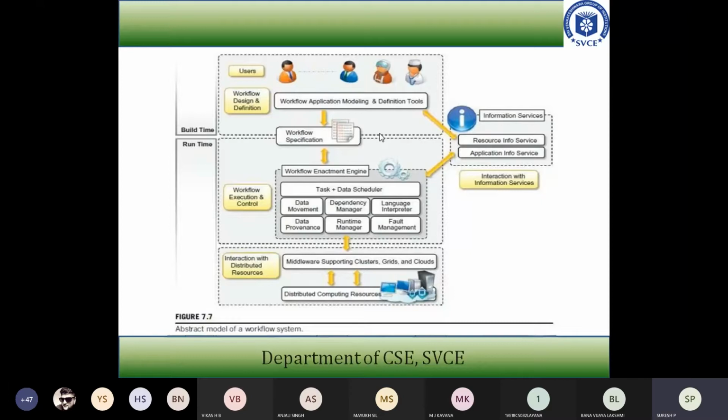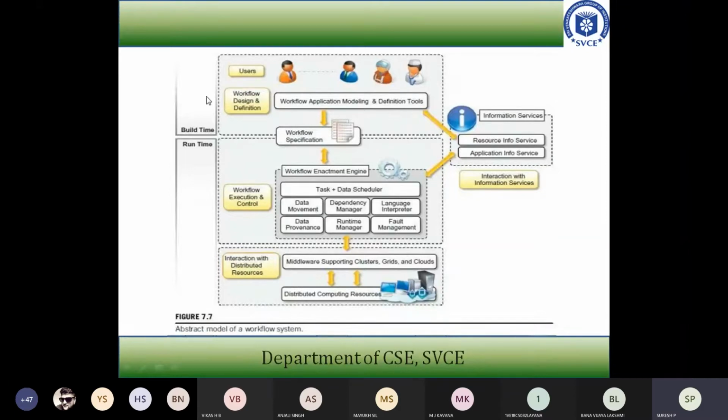Now, if you take the workflow engine, whether it is server side or client side is the next question. Workflow engine is normally a client side component. So with whom is the client side going to interact? Basically, it is going to interact with the resources through one of the middleware for executing the workflow. So the workflow engine is a client side component that interacts with the resources through middleware for executing the program.